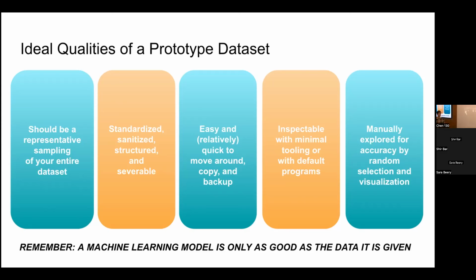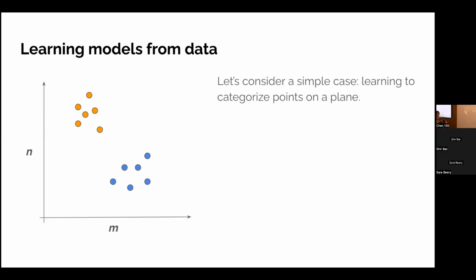So I'm going to talk through the simplest possible case, kind of what these models are learning and why the sense of representative sampling becomes so important. The simplest possible classifier is just learning to categorize points on a plane. So here we have a set of points in M, N space, some value of M, some value of N, and we want to learn a model that will color them as either orange or blue. So if I put a new point on this plane, I want the model to tell me, should it be orange or should it be blue?